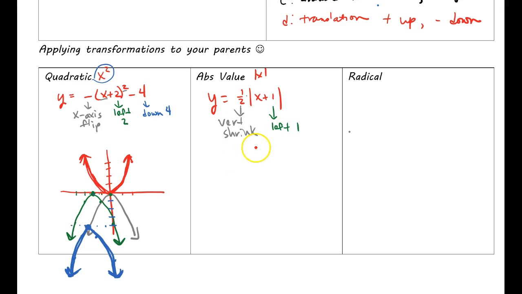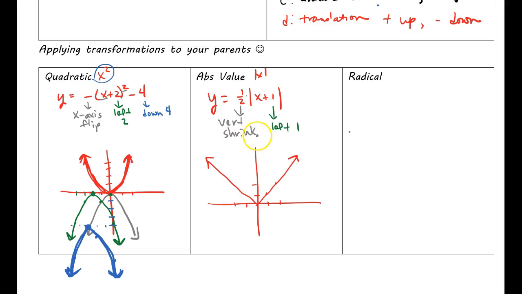So I'm going to start with my parent. Okay, my parent is the V graph, and it goes over 1, up 1, over 1, up 1, all the way across. So it looks something like that. So that's just my parent function, absolute value of x. Now I'm going to graph the vertical shrink.